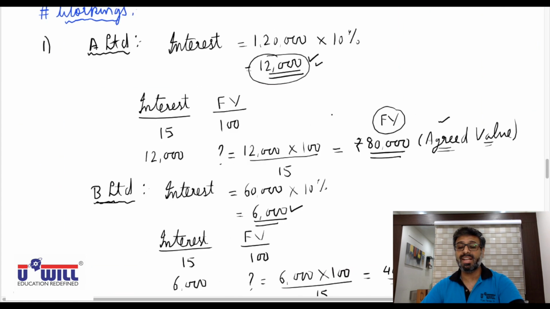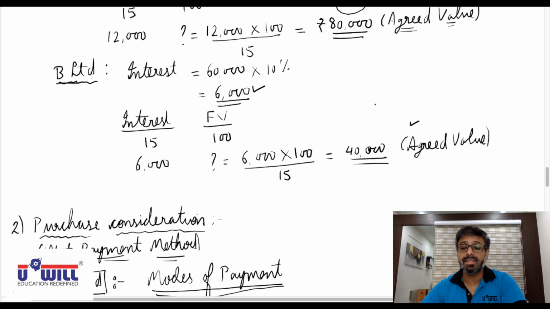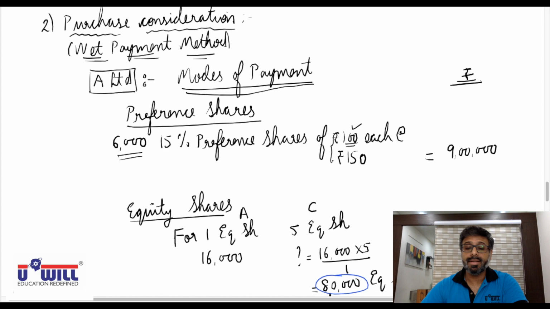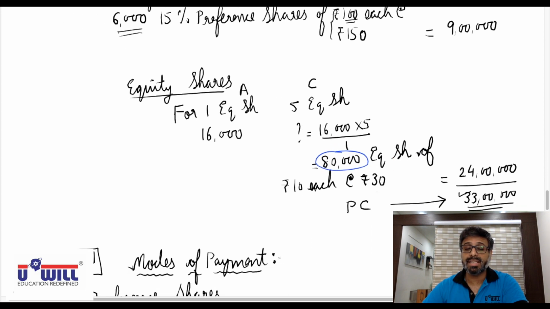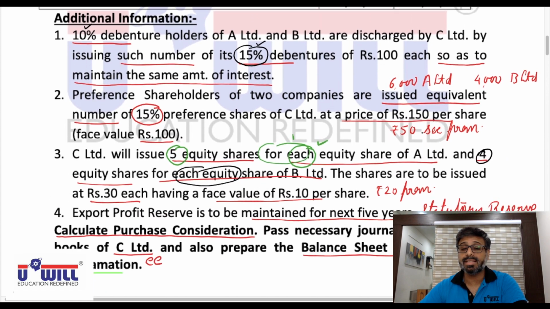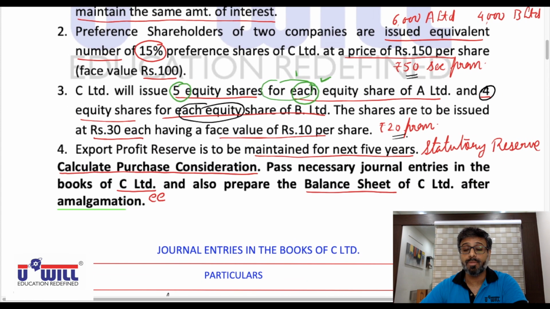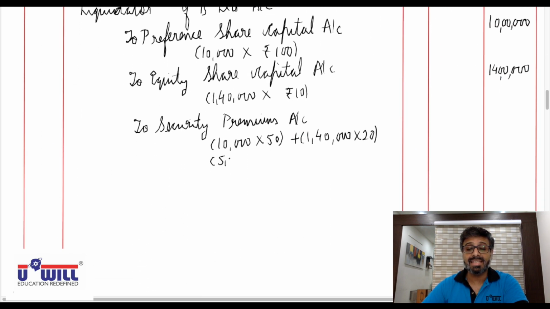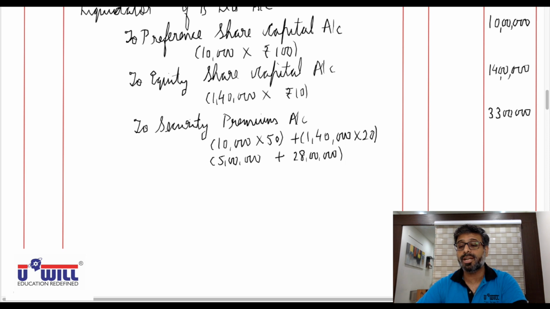I repeat, preference shares are issued at 150 rupees, so here the premium is 50 rupees, and equity shares are issued at 30 rupees against 10, so here the premium is 20 rupees. We have marked this in adjustments also. Here you all can see we have marked 50 rupees of premium, 20 rupees of premium. So same, 10,000 shares into 50, 5 lakhs is securities premium of preference shares, plus 1,40,000 into 20, 28 lakhs is the premium of equity shares. 33 lakhs is the amount going to be transferred to securities premium.